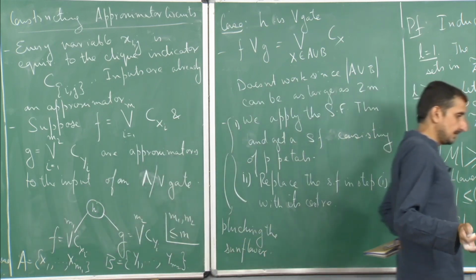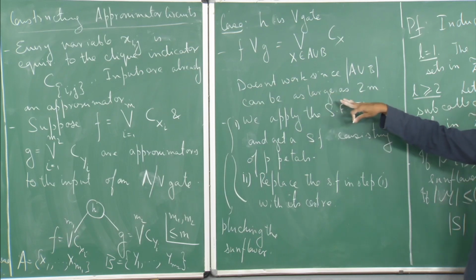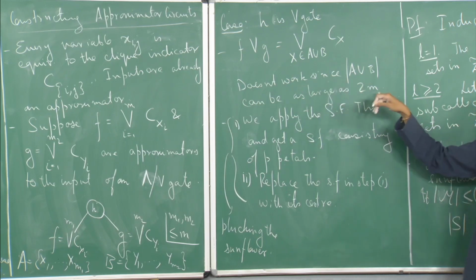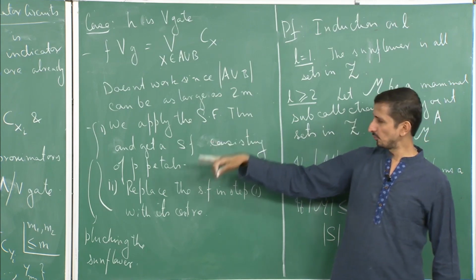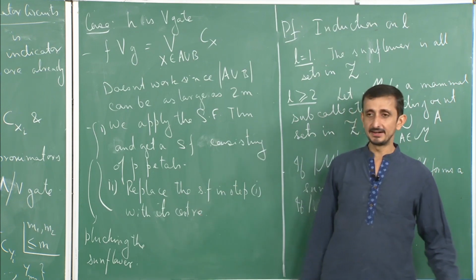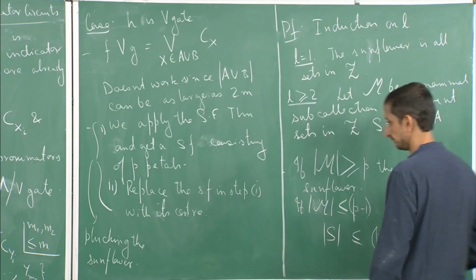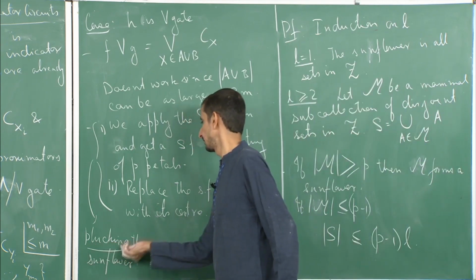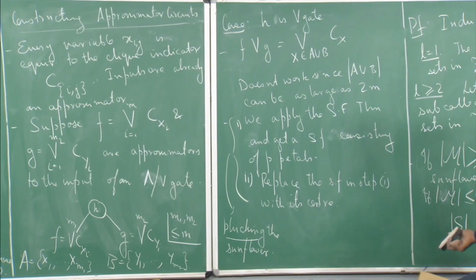So, it's very simple. It is just the sunflower. Because this collection has size greater than m, we are guaranteed the existence of a sunflower. So, what we do is remove the sunflower and replace it with the center of the sunflower. As I said, this is called plucking.